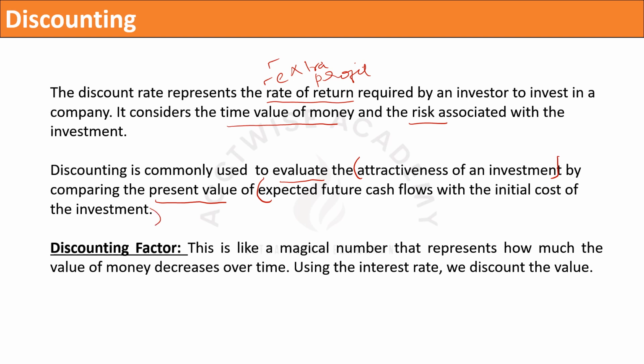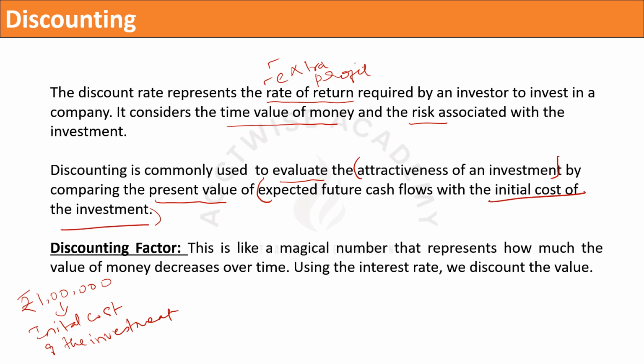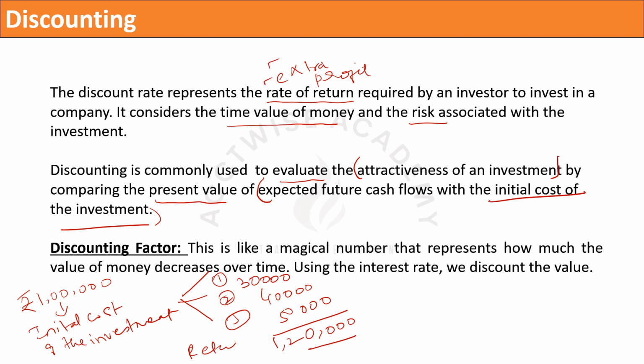Okay, so let us take this with an example. Consider we have to invest in a project worth rupees 1 lakh. So this becomes our initial cost of the investment. We expect future cash flows from this investment for year 1, year 2, year 3 as 30,000, 40,000 and 50,000. When you sum it up, you get 1,20,000. So these are our future returns.